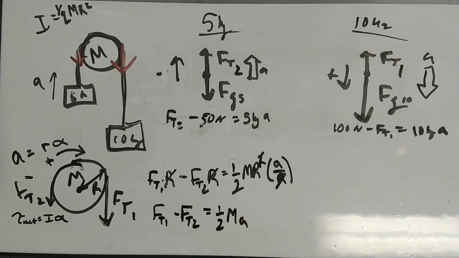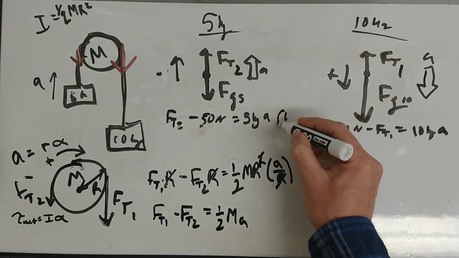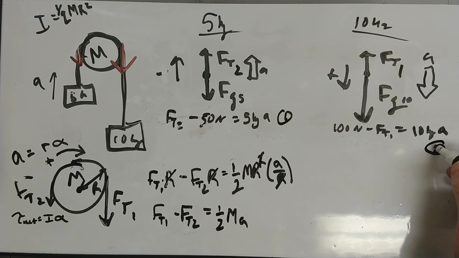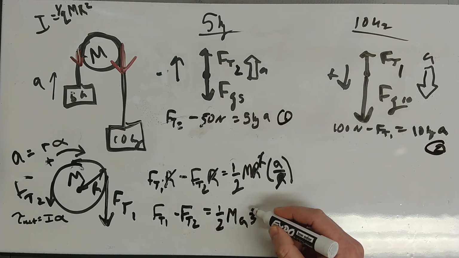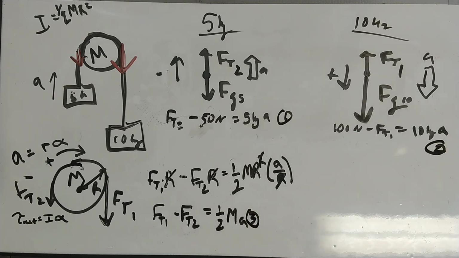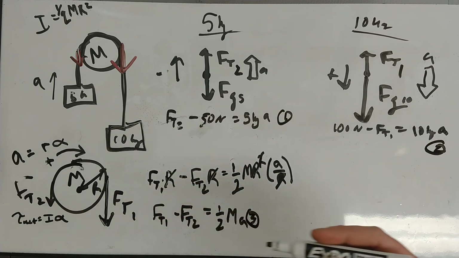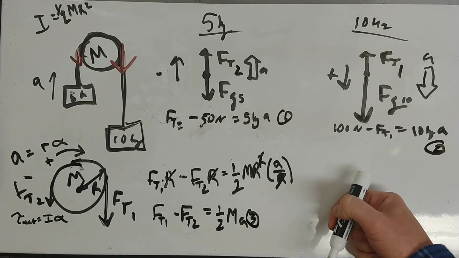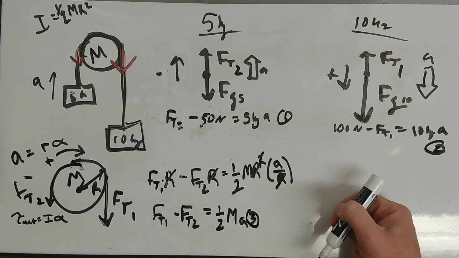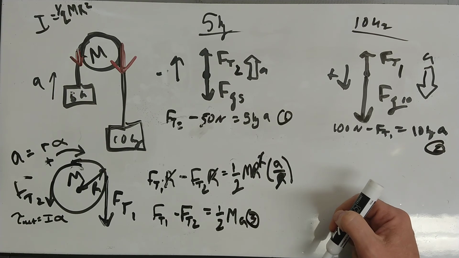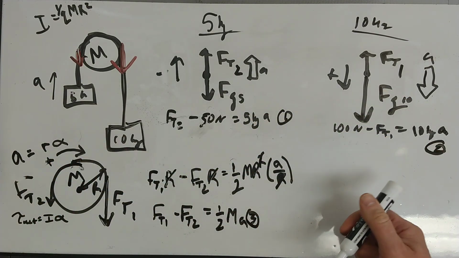So now I've got 3 equations, and I have FT1 and FT2 unknown. Now I have to go through and do the algebra, so to speak.